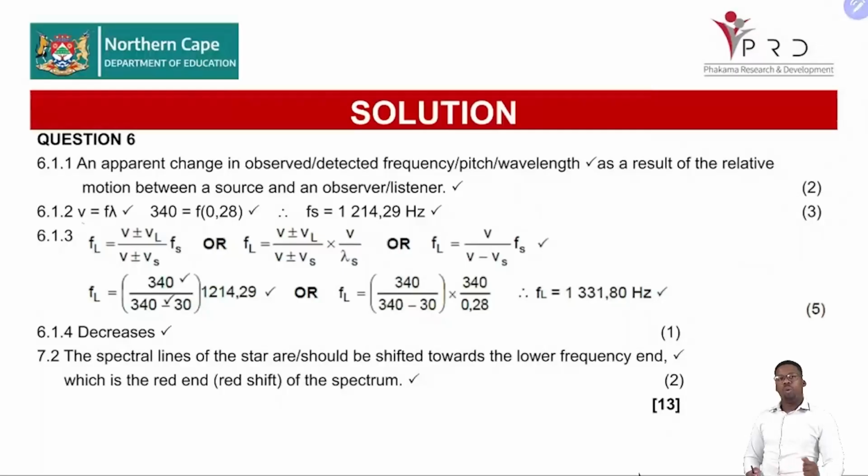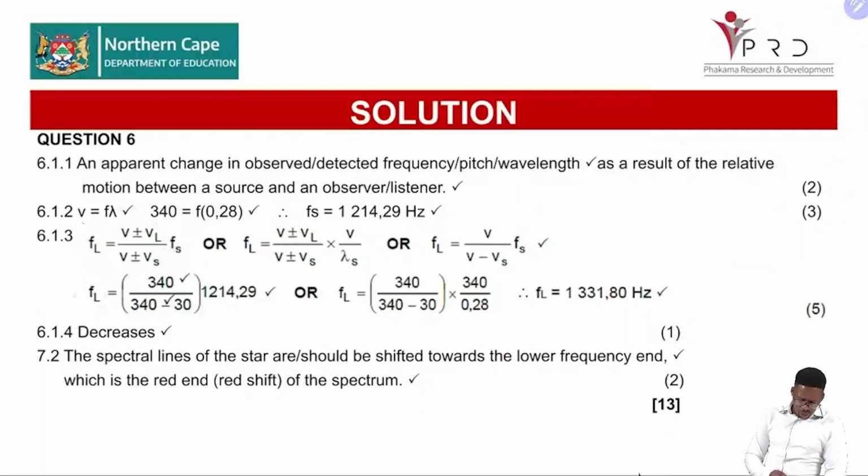So what is the frequency of the listener? You must write the correct formula. That's number 1. Write the formula as original as it is. Then from there, we are saying that the source is moving towards. So if the source is moving towards, Vs will be negative.